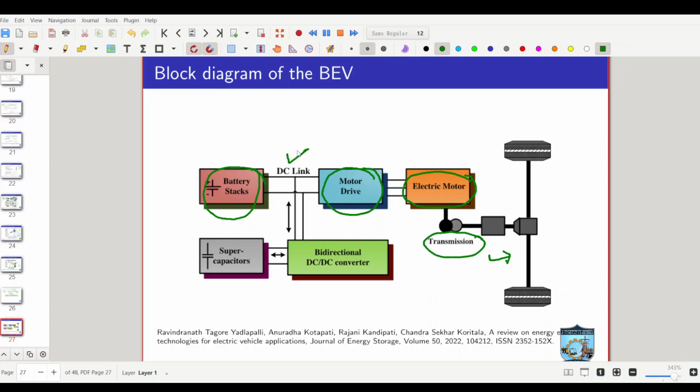and which are provided to DC links, and we have various bidirectional converters, and in some cases supercapacitors are provided. So this is one such architecture I have provided, and this paper has been published in Journal of Energy Storage 2022.